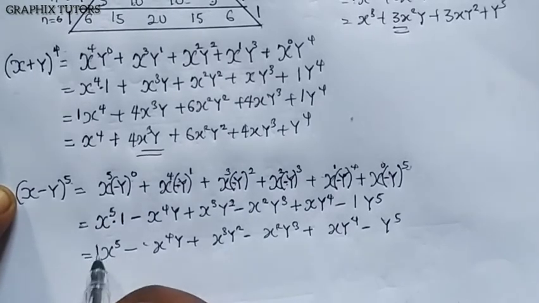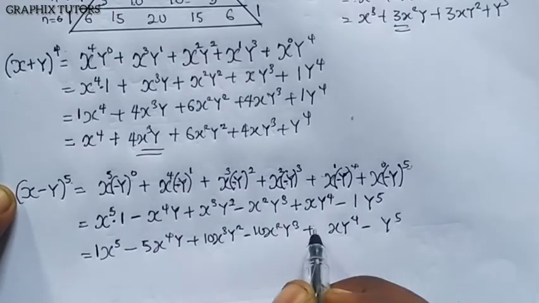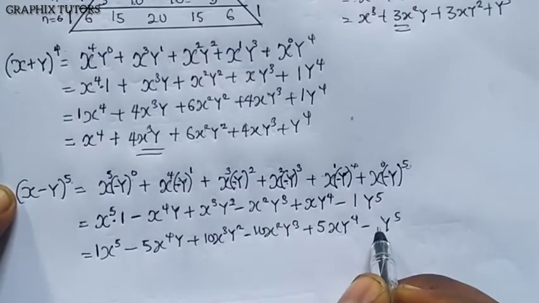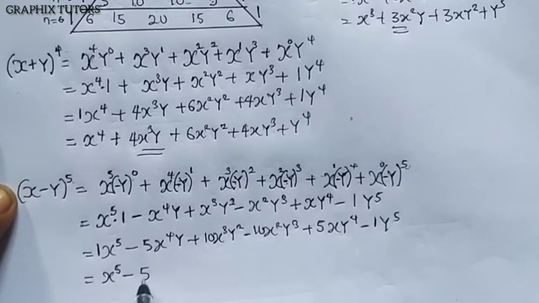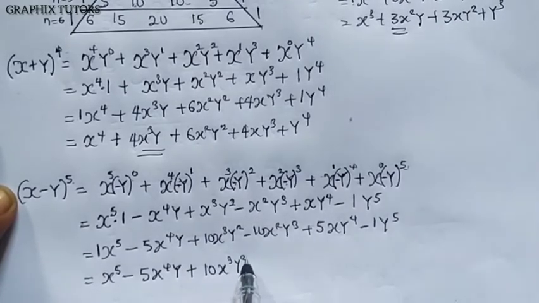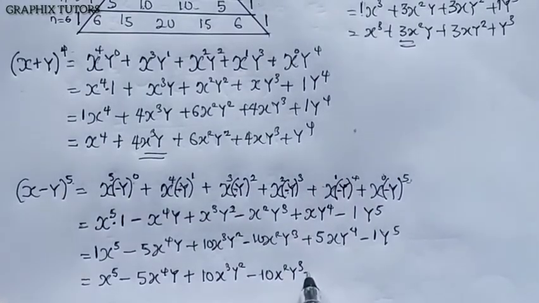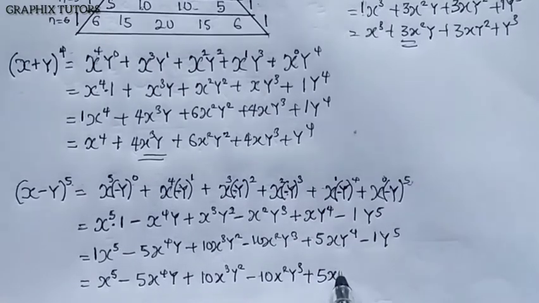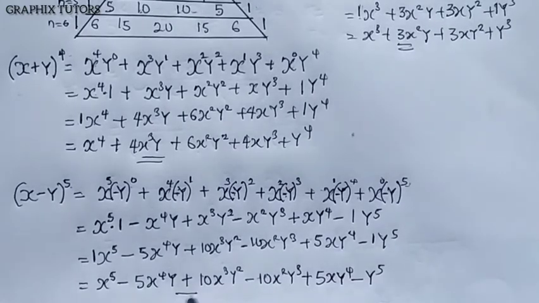So we have 1, 5, 10, 10, 5, 1, right? And this will now give me x^5, anything multiplied by 1 will give you what you have, minus 5x^4 y plus 10x^3 y^2 minus 10 x^2 y^3 plus 5x y^4 minus y^5. So this is the expansion.